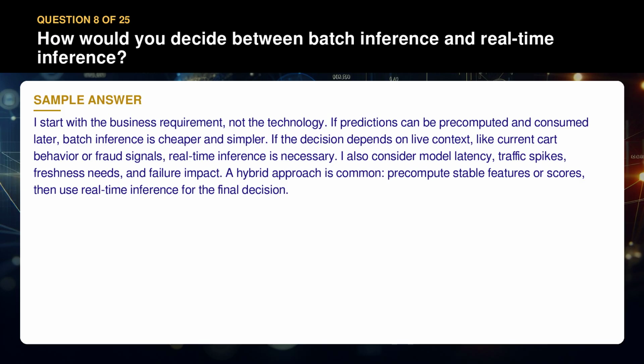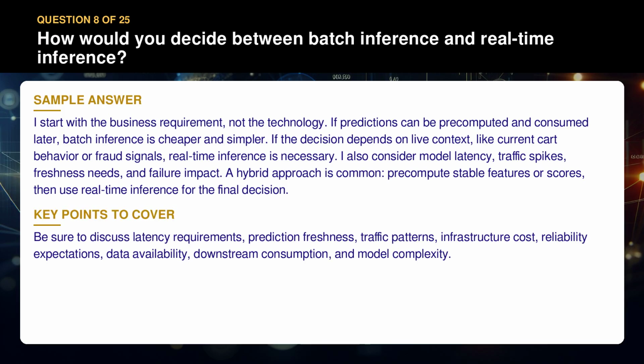Question 8. How would you decide between batch inference and real-time inference? I start with the business requirement, not the technology. If predictions can be pre-computed and consumed later, batch inference is cheaper and simpler. If the decision depends on live context, like current cart behavior or fraud signals, real-time inference is necessary. I also consider model latency, traffic spikes, freshness needs, and failure impact. A hybrid approach is common. Pre-compute stable features or scores, then use real-time inference for the final decision.